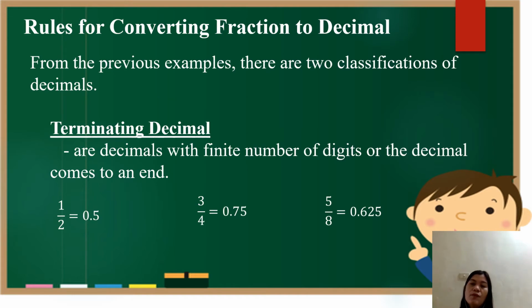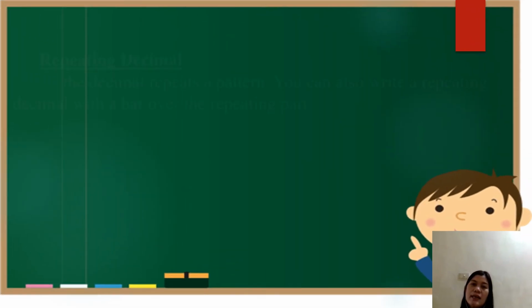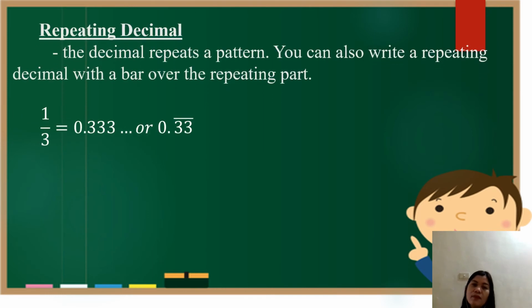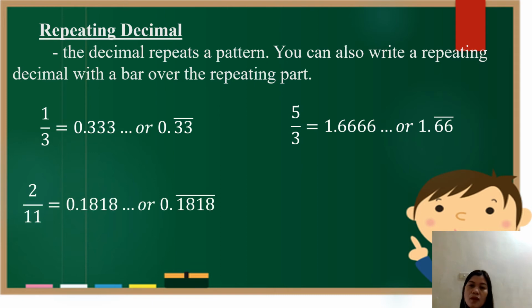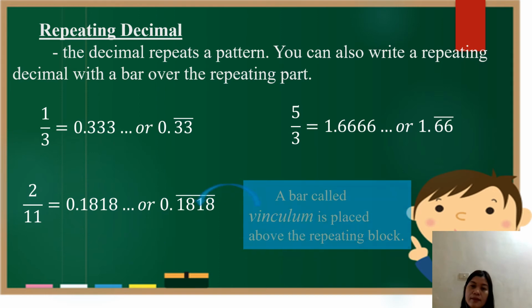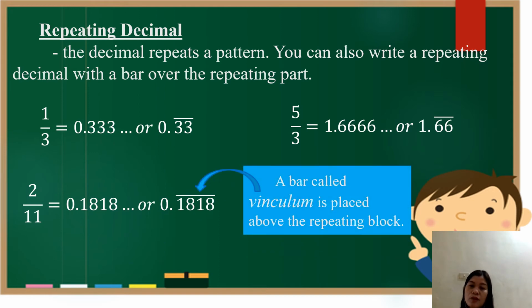Another one here is the repeating decimal again. How can we convert them into decimals? It's like this. You are going to divide, right? Like the previous examples, you just simply divide them and then write a vinculum on top to show that this one is a repeating decimal. A bar called the vinculum is placed above the repeating block.